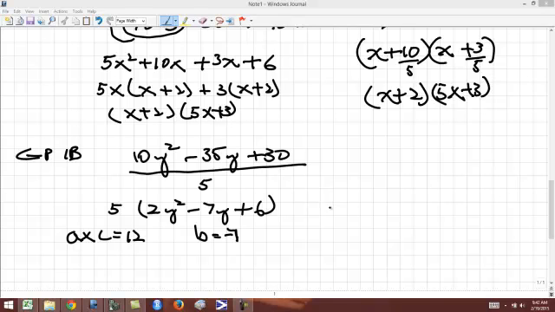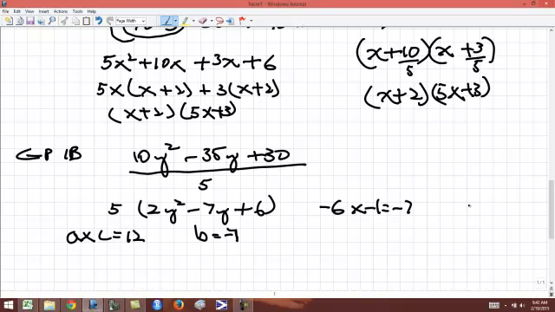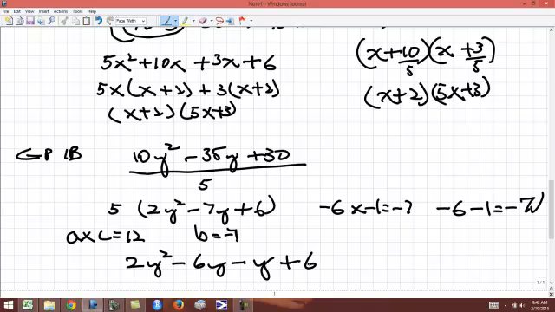So let's start with negative 6 and negative 1. Negative 6 times negative 1 equals positive 6. Negative 6 minus 1, or plus negative 1, equals negative 7. And so this is what we want. And so we're going to split up 7y into negative 6y and negative 1y. And so we're going to have 2y squared minus 6y minus y plus 6.